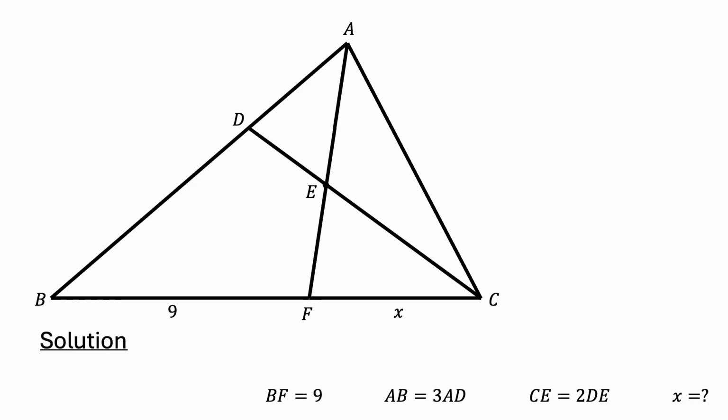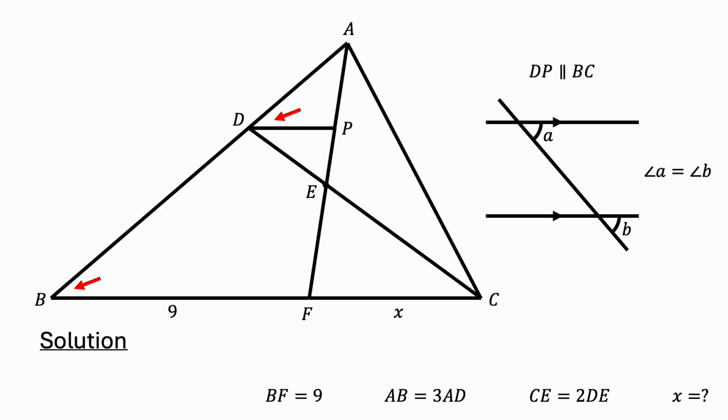And now for the solution. Draw DP parallel to BC with P on AF. Since DP is parallel to BC, angle ADP and angle ABF are corresponding angles. Since corresponding angles are equal, we have angle ADP equals angle ABF.